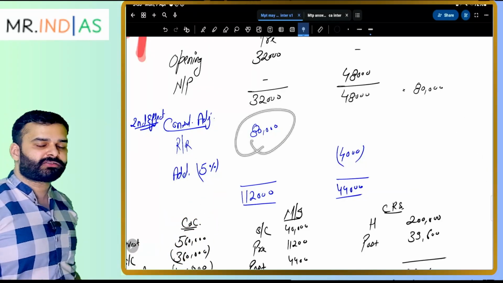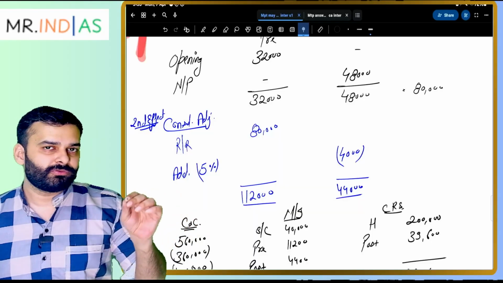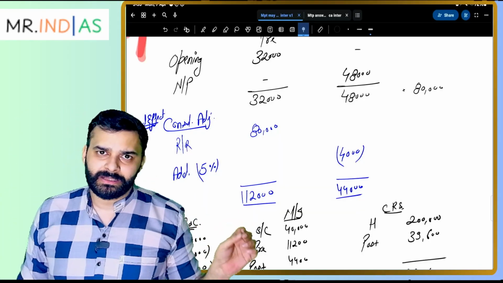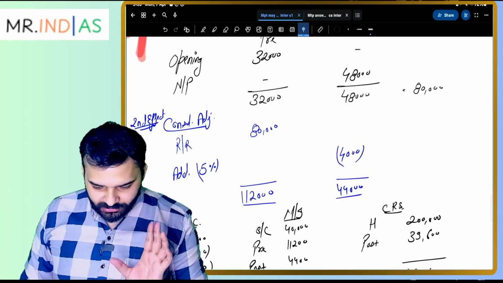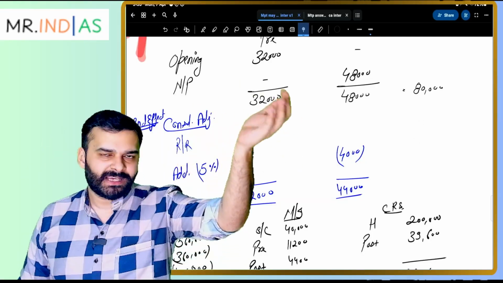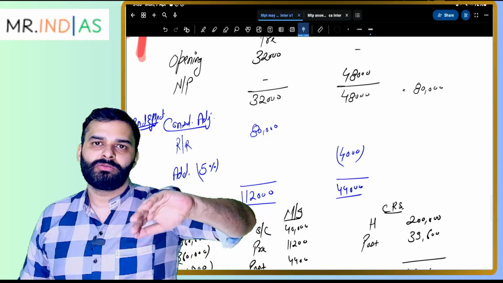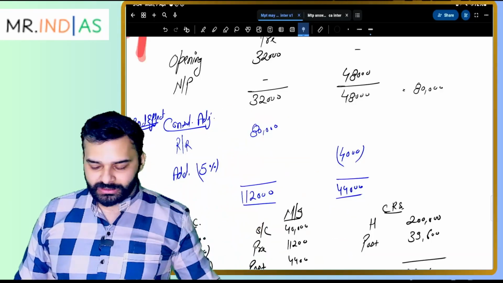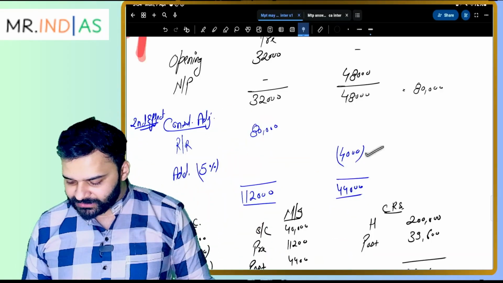Otherwise, do not go for shortcuts like calculating 5% of 80,000. It will sometimes give you a wrong answer and sometimes a right answer. So please always calculate the amount of depreciation on revised value less the amount of depreciation on original value. This will be the additional depreciation, which is 4,000.